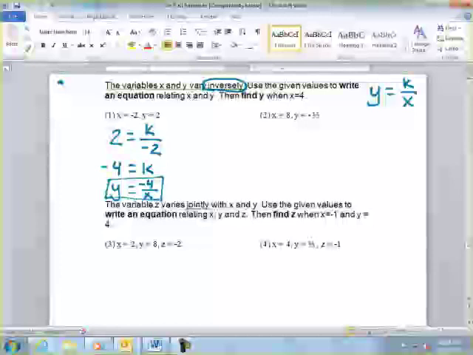K alone is not a solution. K plugged into the equation is a solution, still having x and y in there, so it tells us how x and y are related.